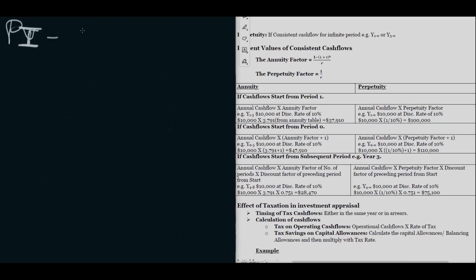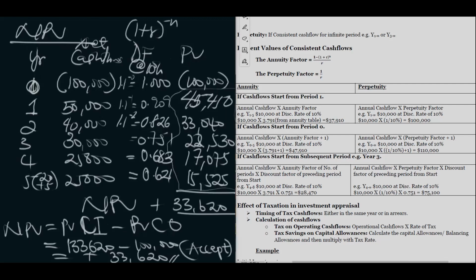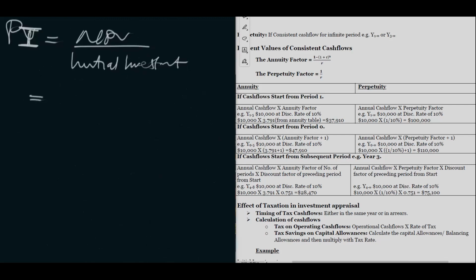The first one, I'll use NPV per initial investment. NPV per initial investment, okay? The NPV for the initial investment. And if we are doing this, we know per the question that the NPV that we had was 33,620. So in this case, we have NPV of positive 33,620 divided by initial investment of what? 100,000. And this tells us that we generate 33,620 over 100,000.